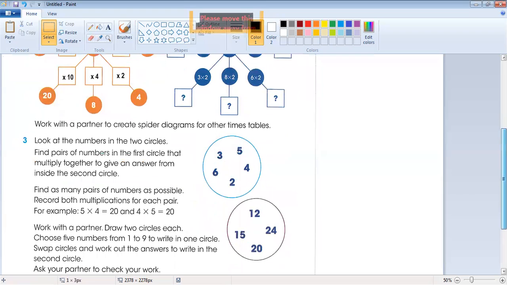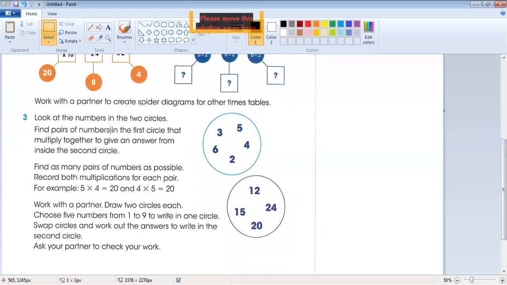Here, question number 3. Look at the numbers in 2 circles. You can see these 2 circles here. Now find the pairs of numbers in the first circle that multiply together to give an answer from inside the second circle. Find as many pairs as possible and record both multiplications for each pair. For example, 4 multiply 20 and 20 multiply 4.